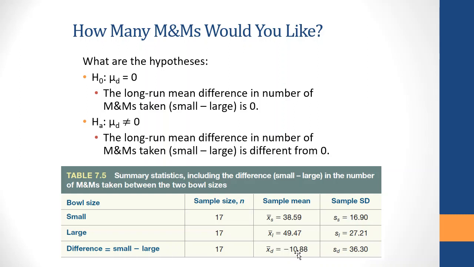So what would that mean? Small minus large is a negative number, so that means they're taking out more M&Ms with the large bowl than the small bowl. And we can see that it's not just one M&M, it's negative 10 here, so it's a good number. But will that be statistically significant?